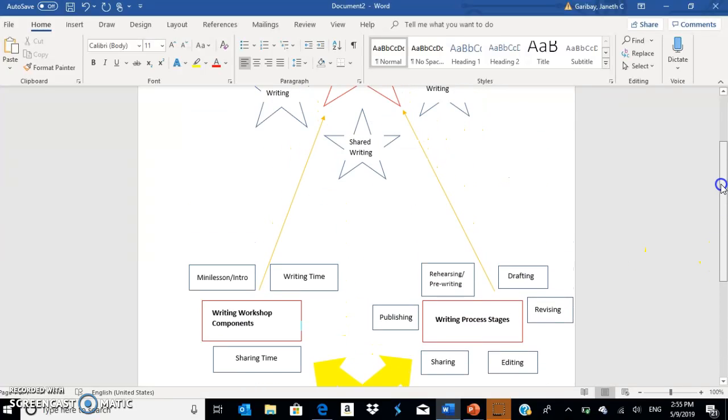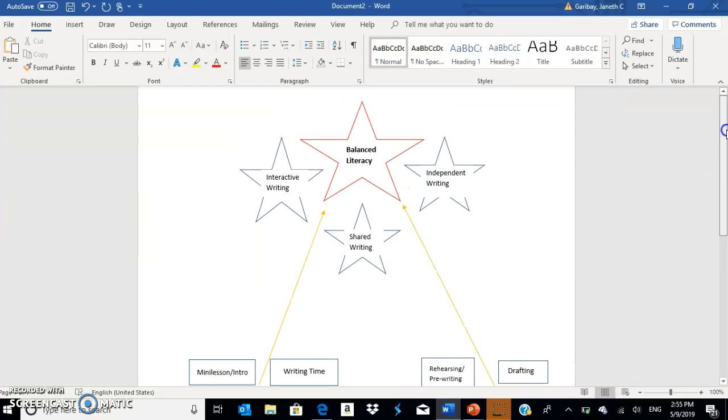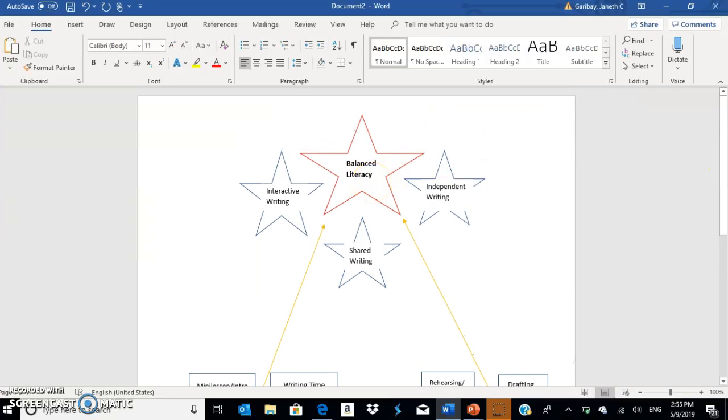Now, from each of those, I have arrows leading up to balanced literacy, and I have balanced literacy at the very top because it is ultimately what we're trying to achieve. So practicing the 6 traits of writing, which goes all the way back to the bottom, going through the writing process stages and engaging in writing workshop leads to achieving balanced literacy.